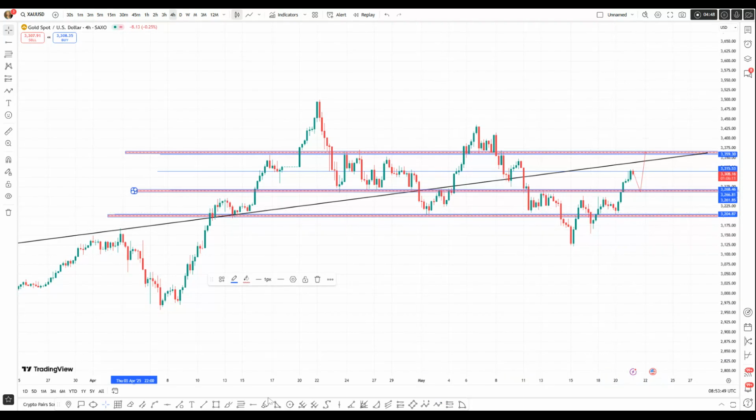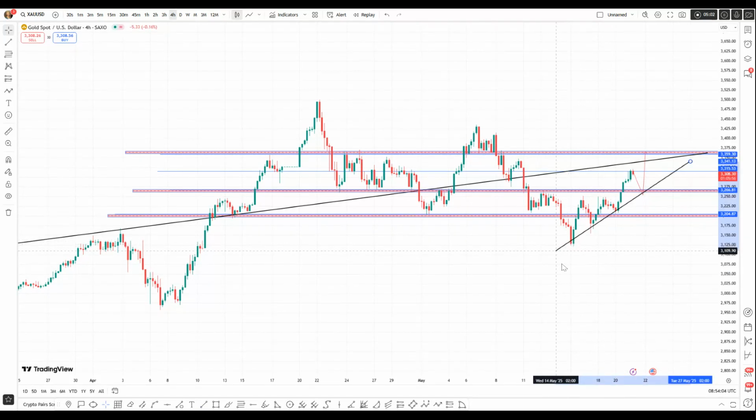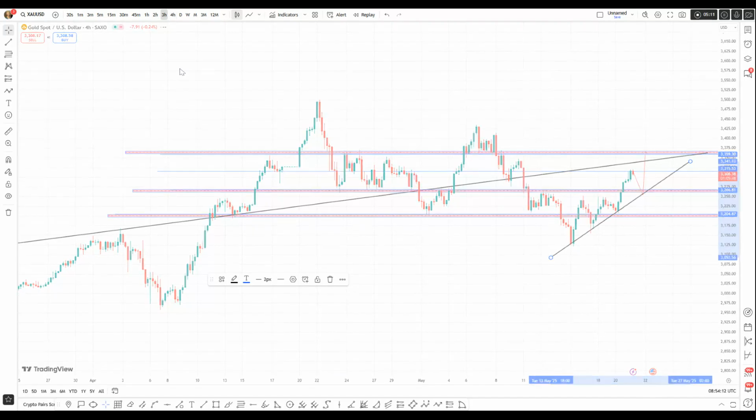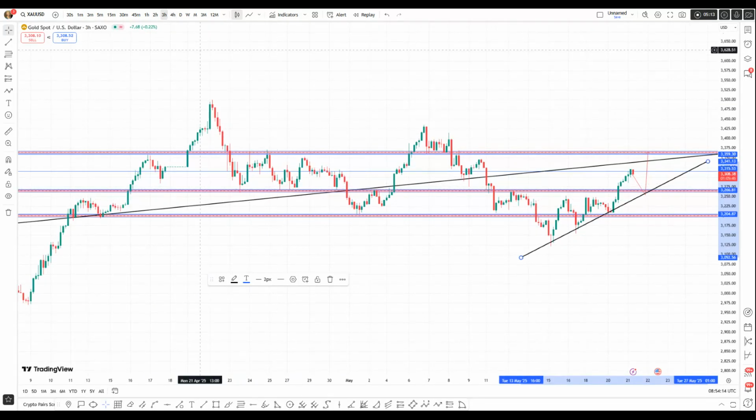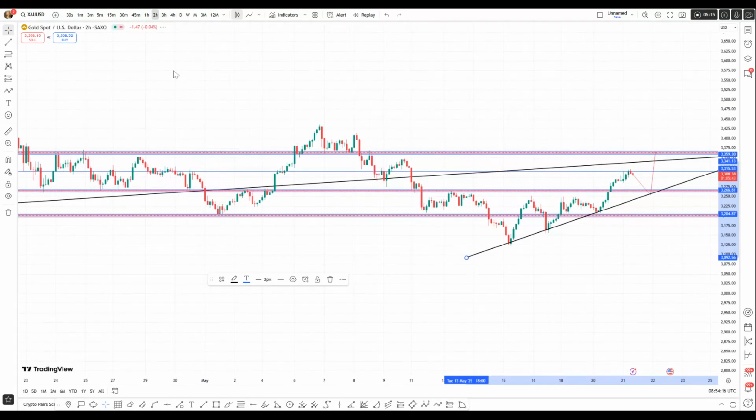And I will also be plotting the short-term ascending trend line. So if it comes back, I want price to get into that zone, to fall back into that structure, which will set me up for a buy where it aligns with the ascending trend line on 3 hours and on 2 hours. It's also a valid structure.